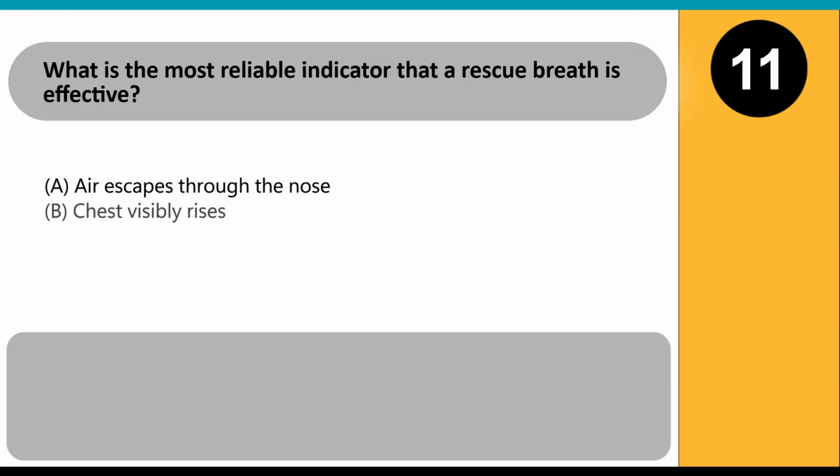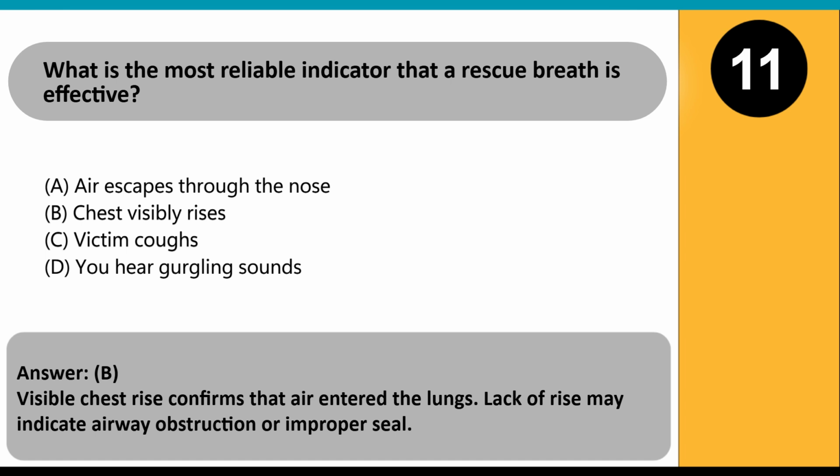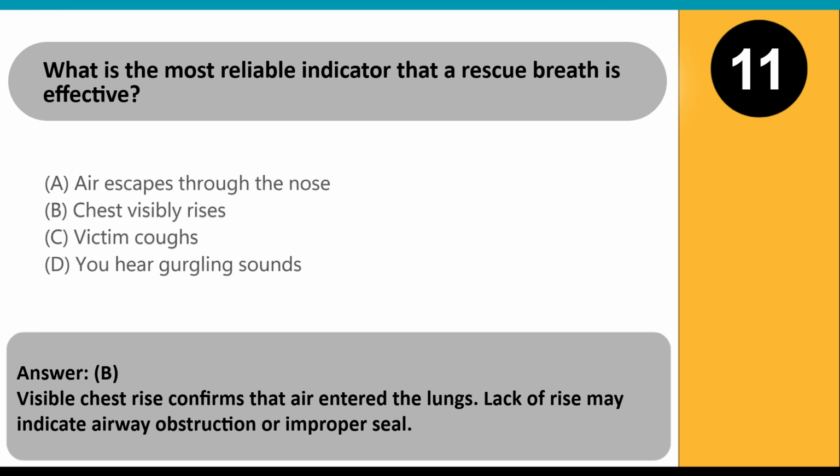What is the most reliable indicator that a rescue breath is effective? A. Air escapes through the nose. B. Chest visibly rises. C. Victim coughs. D. You hear gurgling sounds. Answer: B. Visible chest rise confirms that air entered the lungs. Lack of rise may indicate airway obstruction or improper seal.